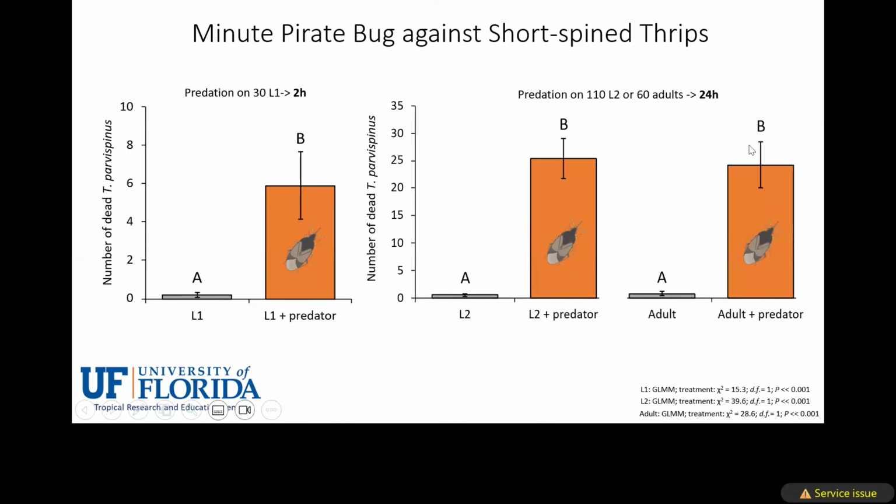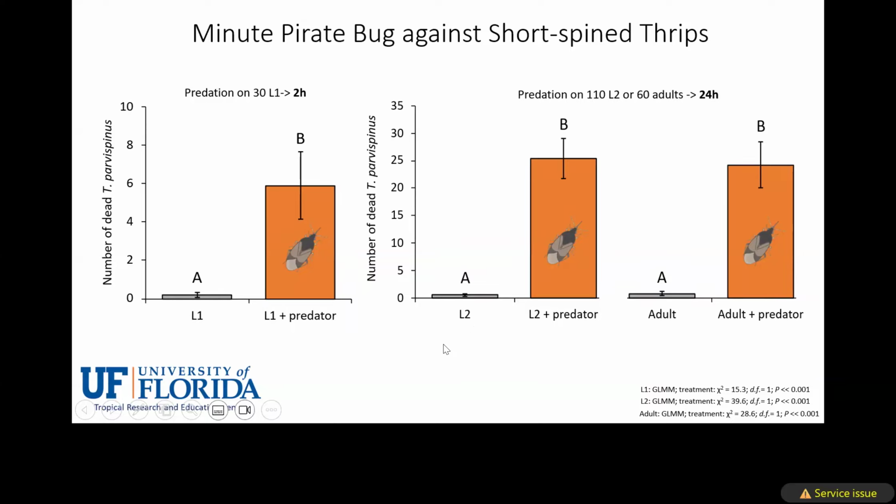But for larvae 2 and for adults, we offered 110 larvae 2. In this figure, you can see the number of dead prey that we found. The number of dead prey is always shown here in orange, and what you can see in gray is the control, meaning that in those vials we didn't add the predator. In all cases, you can see a big difference: the number of dead Thrips parvispinus that we found, which we verified by the number of carcasses on the leaf disc arena, was higher than in the control treatment.